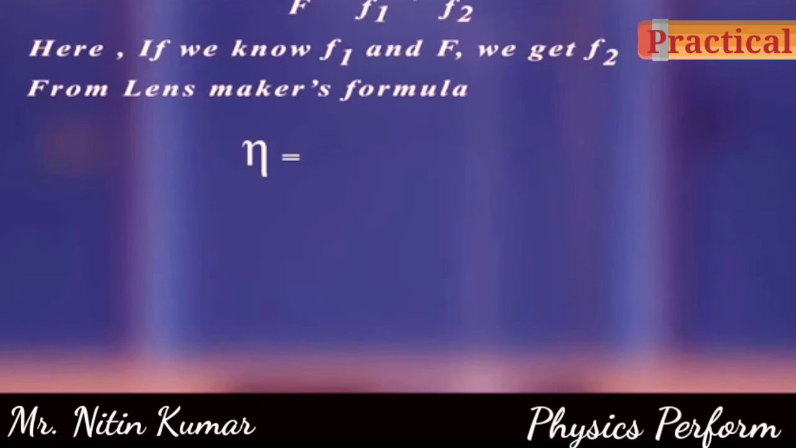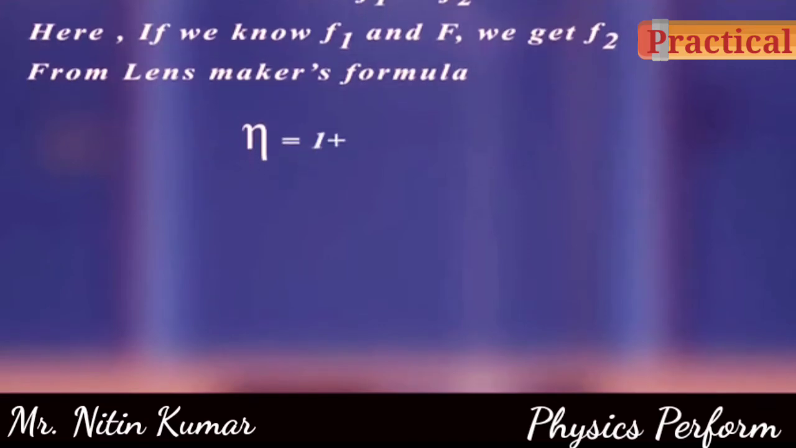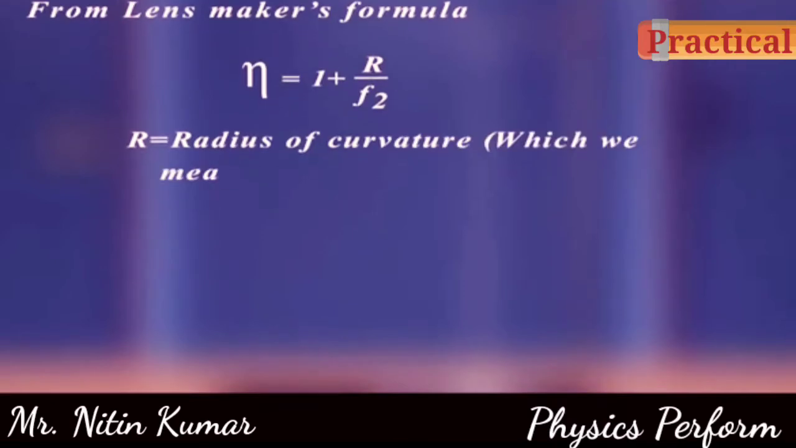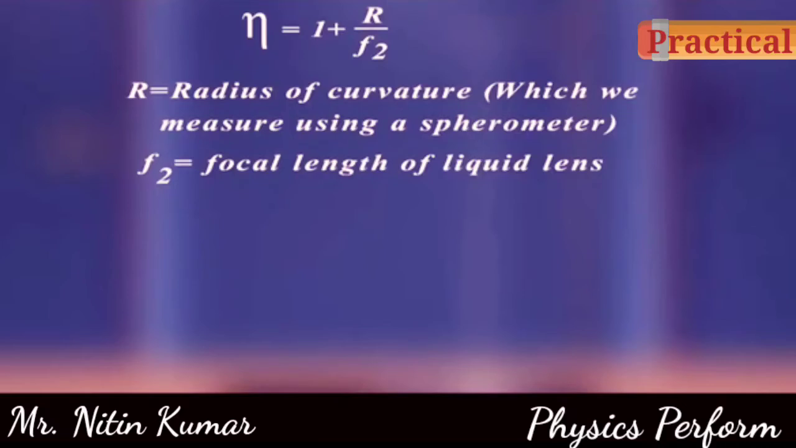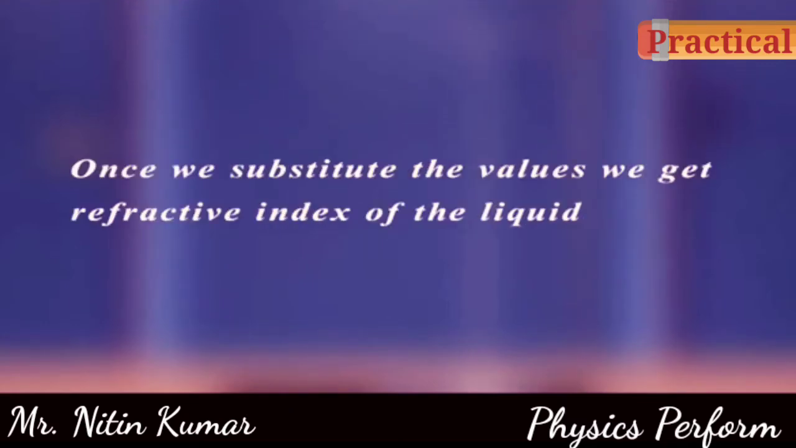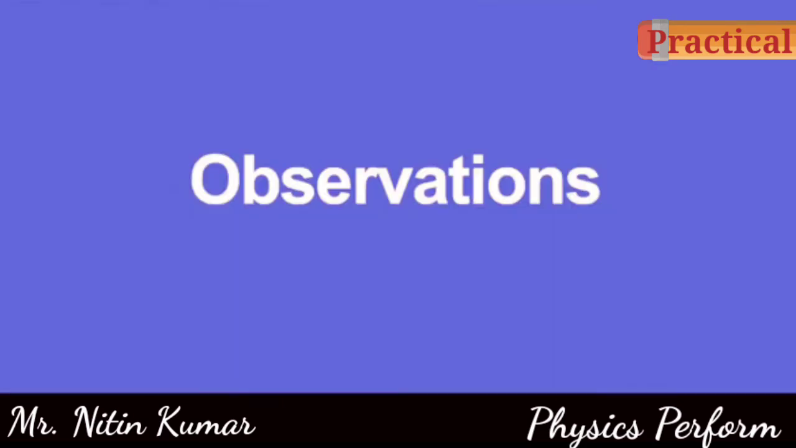From the lens maker's formula, n is equal to 1 plus R by F2. R is equal to radius of curvature, which we measure using spherometer. F2 is equal to focal length of liquid lens. Once we substitute these values, we get the refractive index of the liquid.